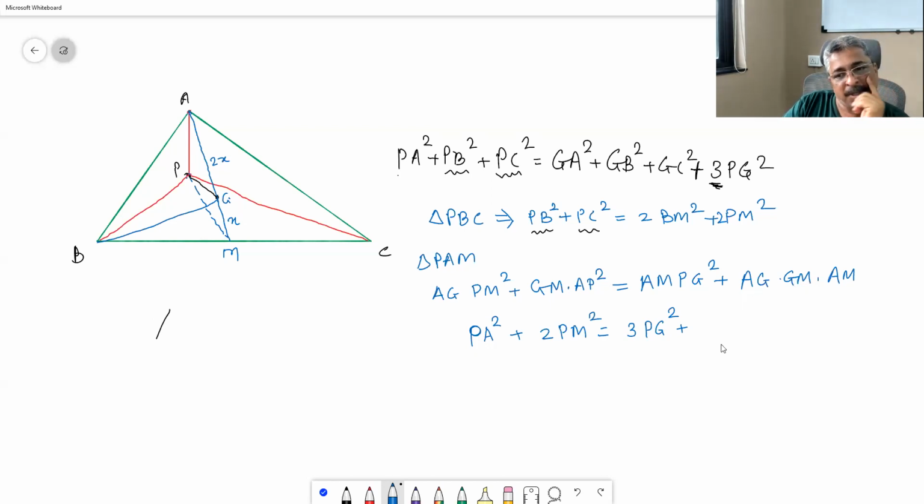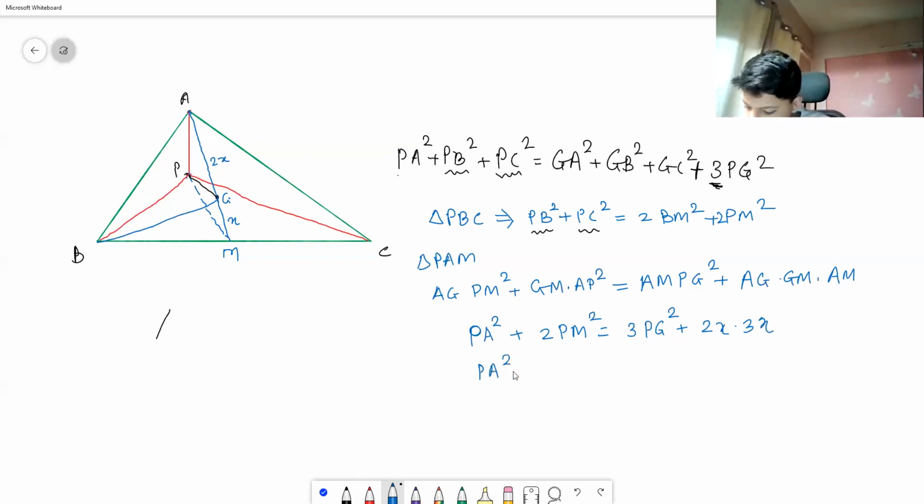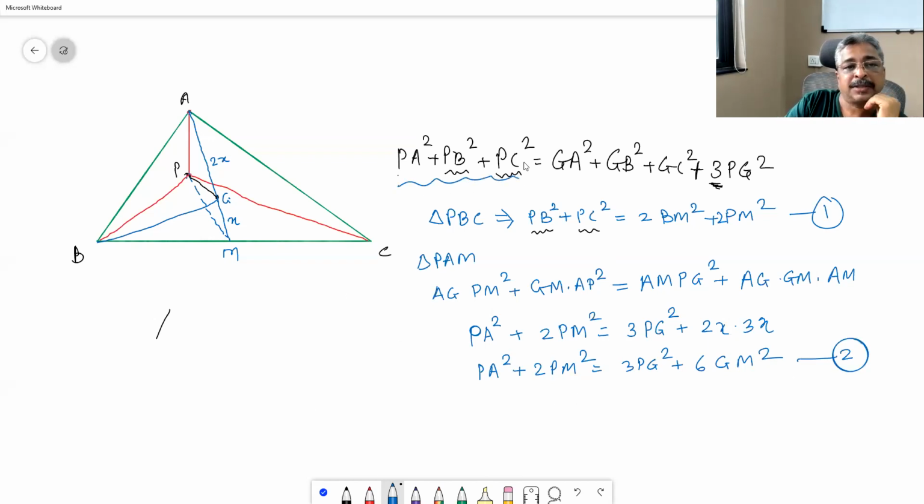2 times x times 3x, so 6x square. Very good. So we have PA square plus 2PM square is equal to 3PG square plus 6GM square. X is our GM. Okay, so this is 1, this is 2. You add them. So at least you could achieve the LHS.